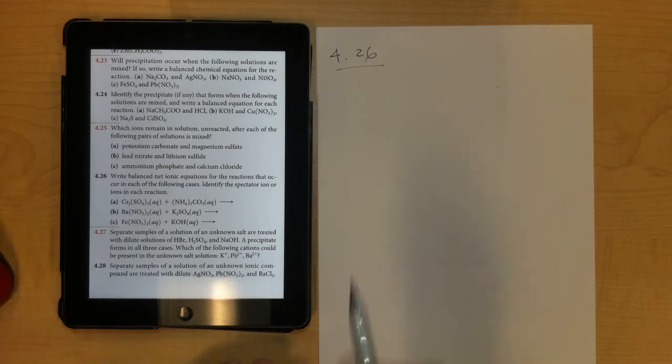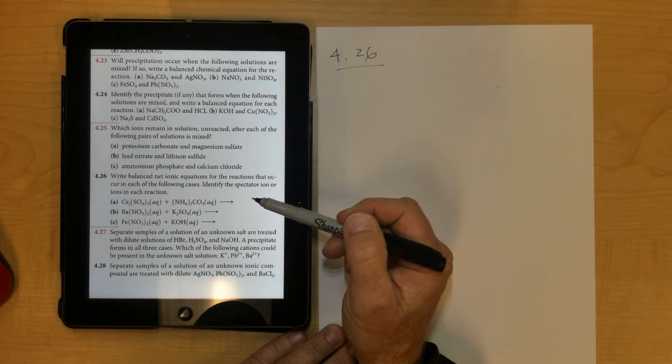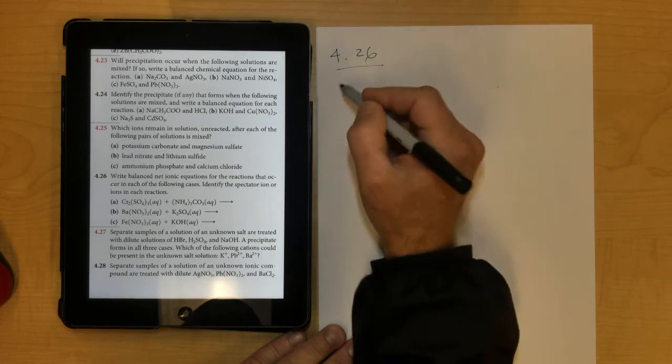So this is number 26 from chapter 4. Write the balanced net ionic equation for each that will occur in the following cases. Identify the spectator ion or ions in each reaction.